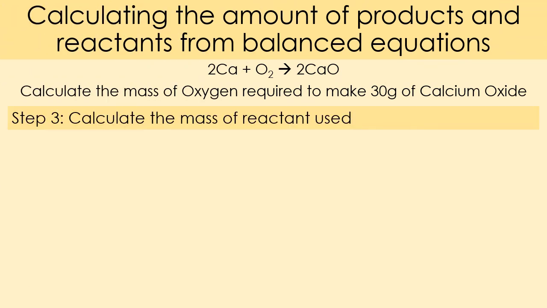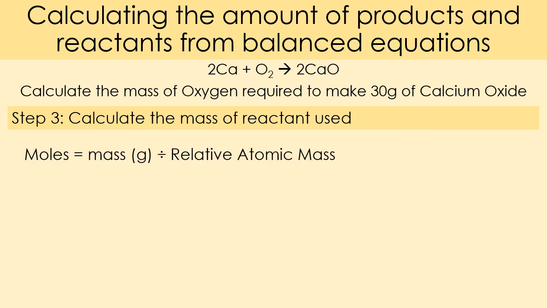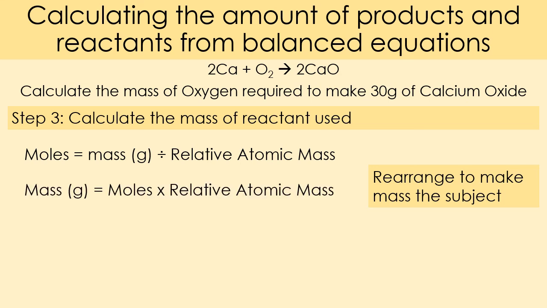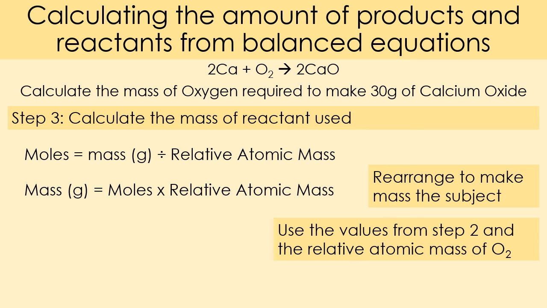Step 3, we're going to calculate the mass of the reactant used. And we're going to use our equation again. Moles equals mass in grams divided by our relative atomic mass. We're going to rearrange it to make mass the subject, and that gives us our mass in grams equals our number of moles times our relative atomic mass. We're going to use our values from step 2 and the relative mass of O2. So we look on our periodic table and we find the mass of oxygen is 16. But remember, we've got 2 oxygen atoms here. We've got that little 2 there. And that tells us that we need to add 2 oxygen atoms together. So we have 16 plus 16, which makes 32.